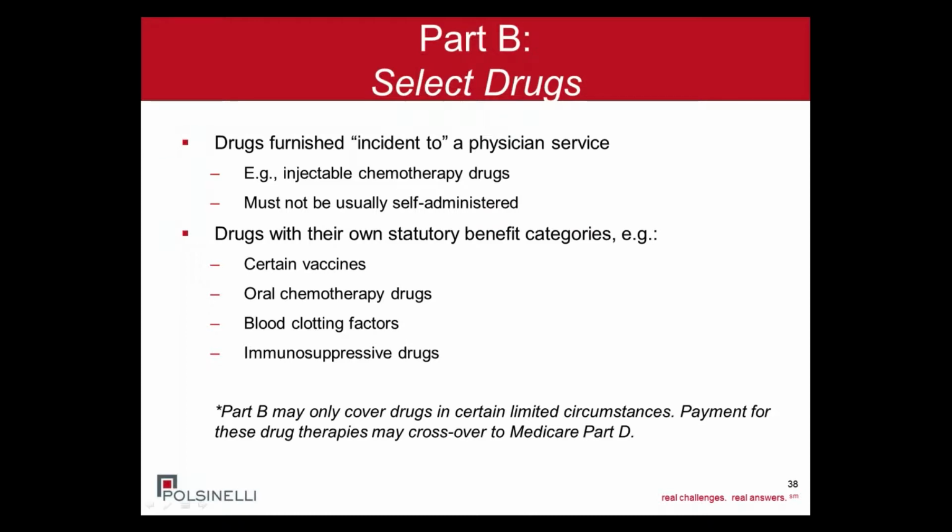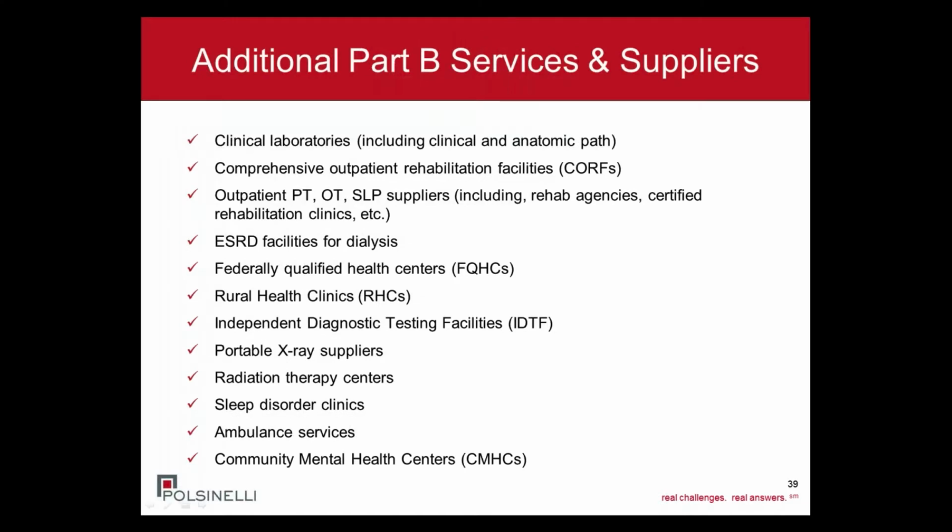The final way in which Part B covers drugs is through individual statutory benefit categories. There are certain categories like vaccines, oral chemo, blood clotting factors, and other immunosuppressive drugs that actually have their own line in the statute and have their own benefit category. You'll see at the bottom of the slide, one thing to keep in mind is that if Part B doesn't cover a drug because it wasn't furnished in the right setting or some other aspect of Part B coverage is not met, it could also be covered under Part D, which we'll talk about in a little bit.